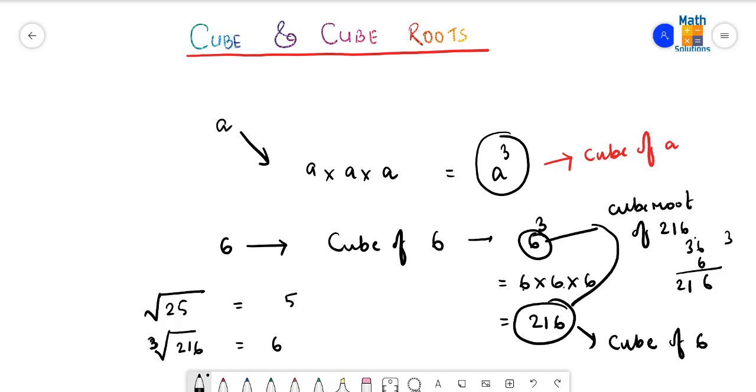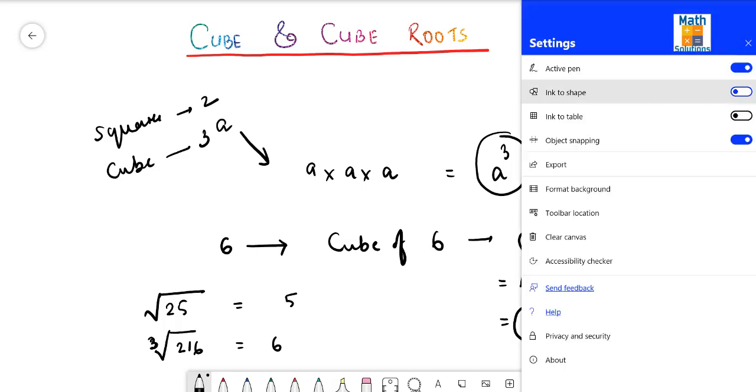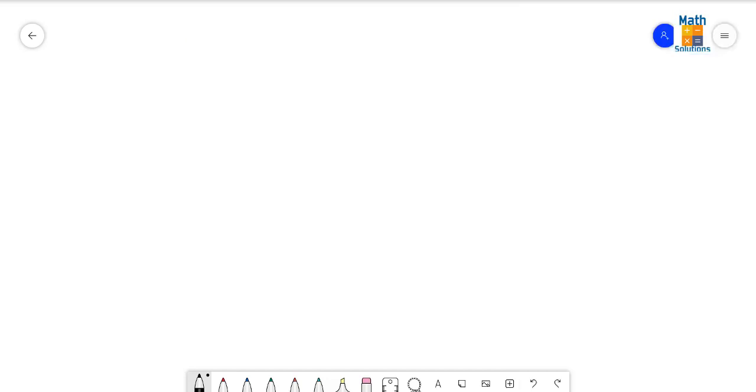This is exactly similar to square and square roots, but square means power 2 and cube means power 3. That's all. So with this we can find out the perfect cube or the cube root of a cube number using the prime factorization method basically. So I'm going to start with exercise 7.1.